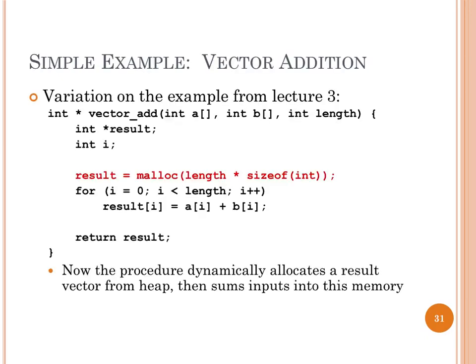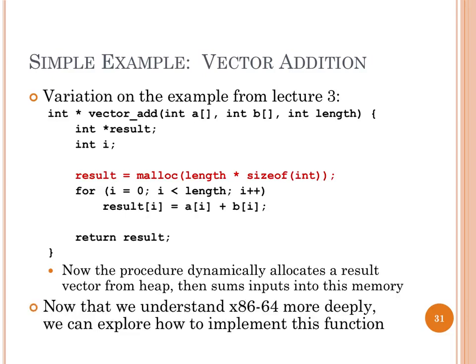Okay. So here is a simple example that we will actually implement in assembly code shortly. This is a variation of what we had before. Instead of somebody passing in the result vector, where we should store the answer, we're going to malloc it. So we say result is malloc of length times the size of the int. And then we go ahead and do our calculation into result and then return result. So this is kind of a neat thing. We will explore how to implement this, but I want to talk about one important thing before we talk about how to implement this.